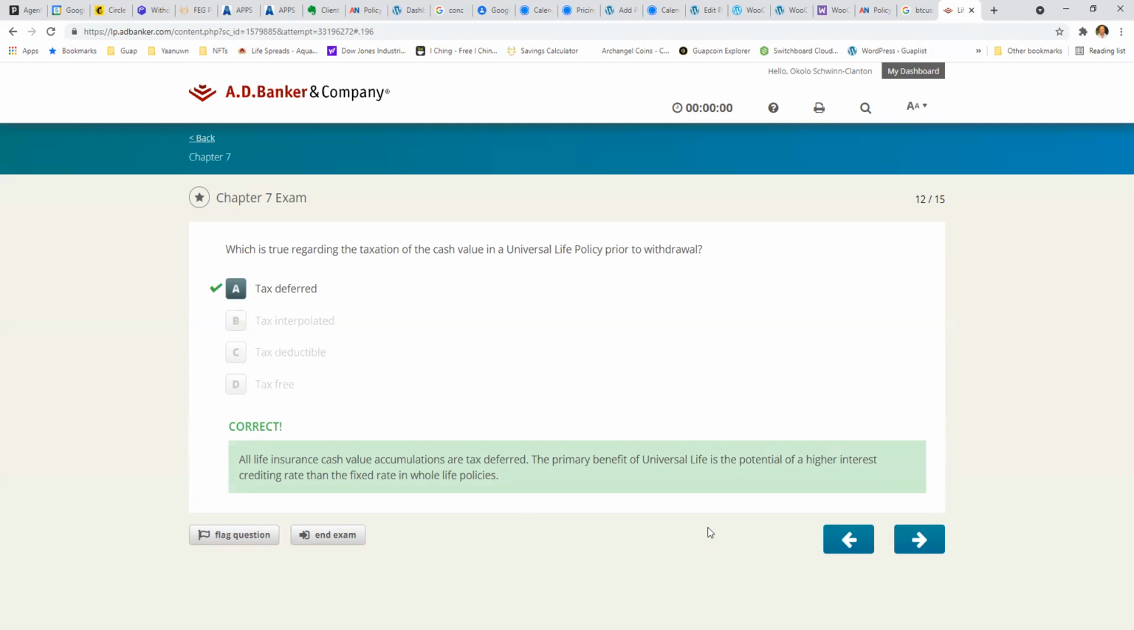The reason why they say deferred is because, let's say, for example, you end up surrendering the policy, then that money did not accrue tax free. So it was only tax deferred. That's actually an important distinction. All life insurance cash value accumulations are tax deferred. The primary benefit of universal life is the potential of a higher interest crediting rate than the fixed rate and whole life policies. And this is why we're big fans of index universal life.